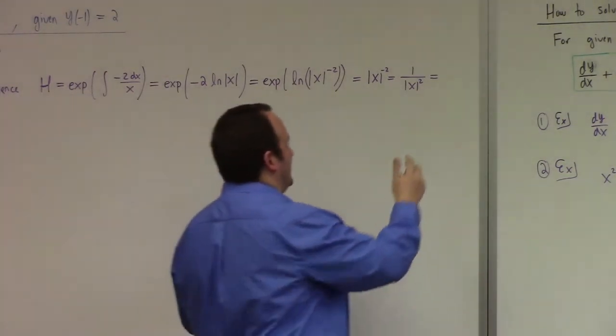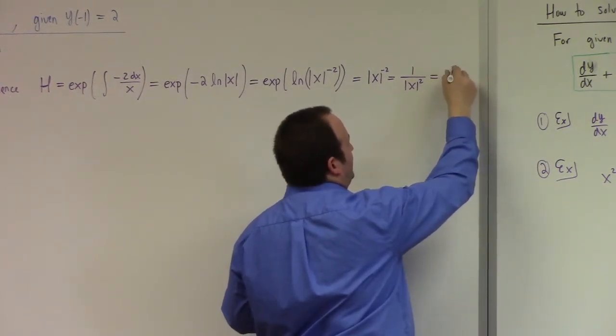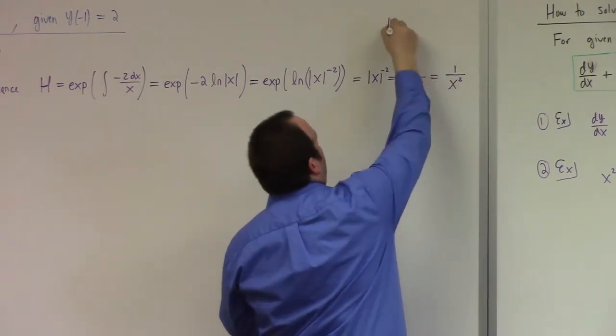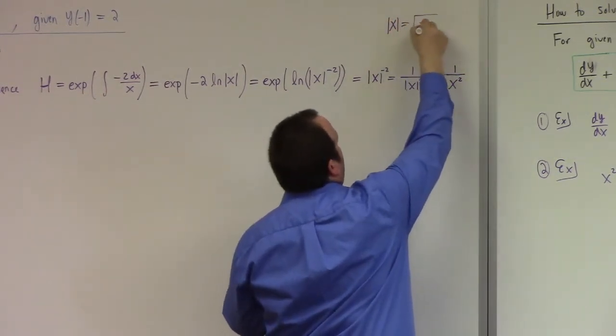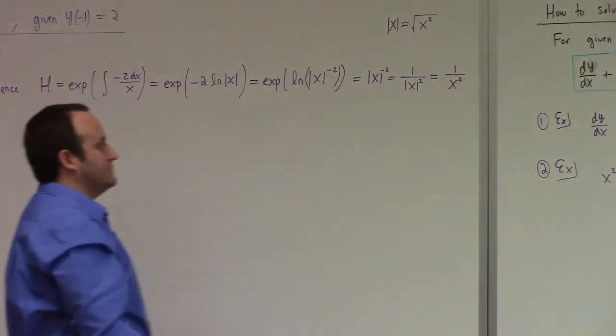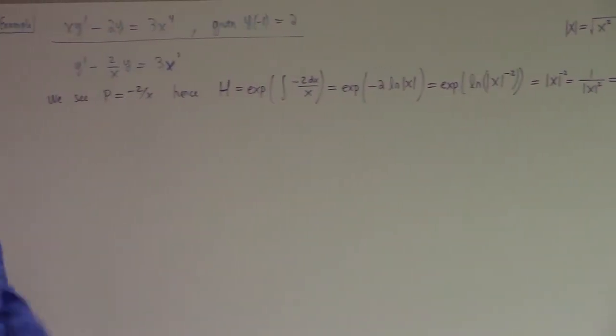Because if x is positive, absolute value of x is x. If x is negative, absolute value of x is minus x. Either way you square it, it squares to x squared. Alternatively, you could recall that the absolute value of x is the square root of x squared, so if we square both sides, we get this. Whatever floats your boat. Anyway, there is the integrating factor.